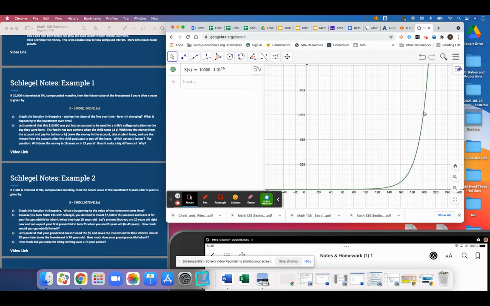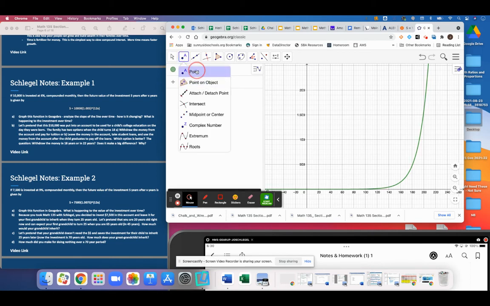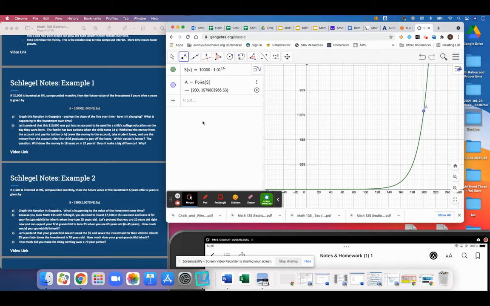So 200 years would happen right about there. Let's grab a point and just sort of estimate after 200 years what this value would be. 1, 2, 3, 1, 2, 3, 1, 2, 3, about 1.5 billion, 1.6 billion, somewhere in there. So 200 years after this person invested $10,000 for doing nothing, it turns into almost 1.6 billion.